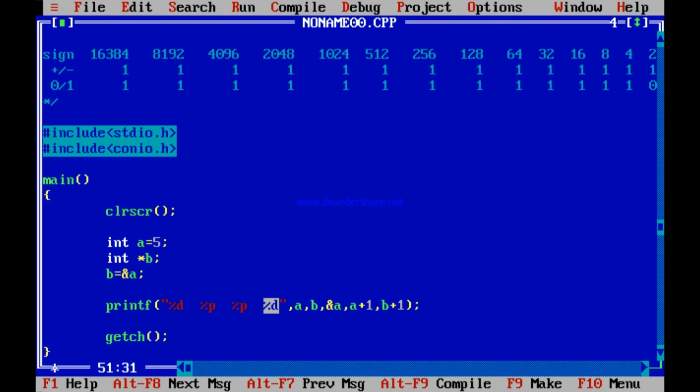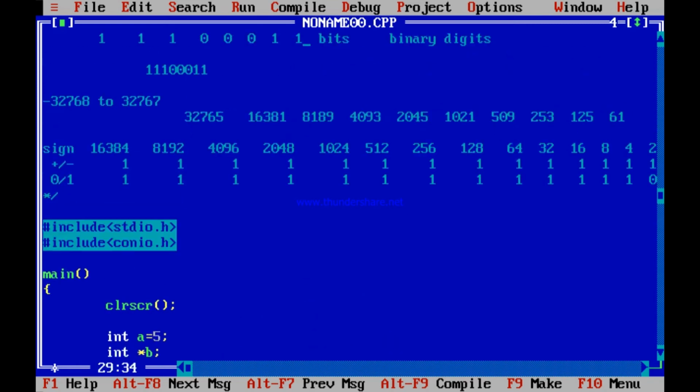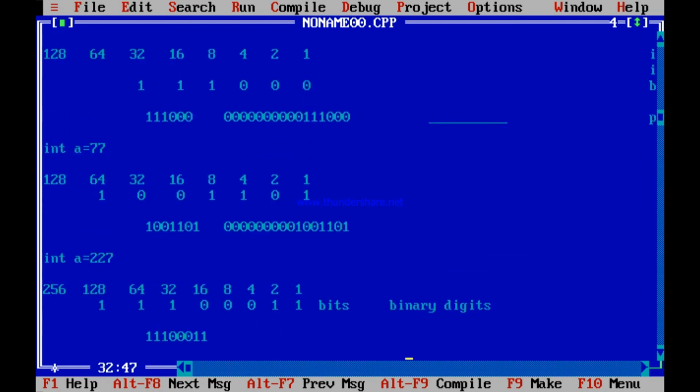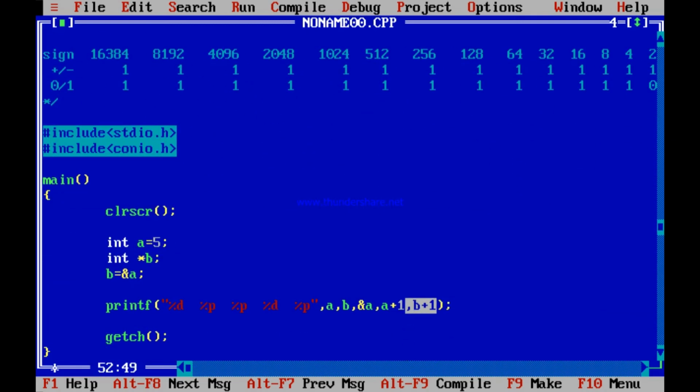Now B plus 1, B is FFF4, so something like FFF5 should be printed. Let me check out, percent P, I need to print B plus 1 also. B is FFF4, but B plus 1, even if it is FFF5, still it is an address. So the next address FFF5 should be printed. I mean to say B is FFF4, A was containing 5 over here, but B is containing the address of A, that is FFF4. If I print B plus 1, FFF5 should be printed. That is also an address. So that should also be printed by percent P, B plus 1.